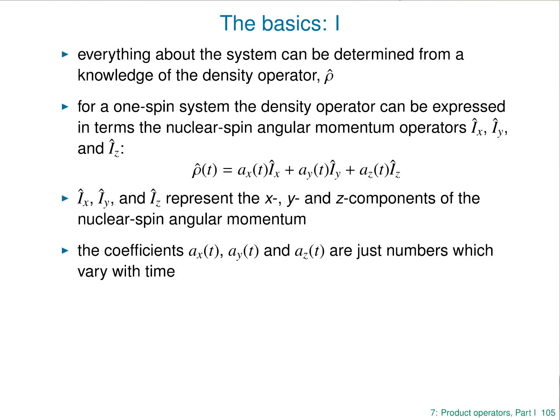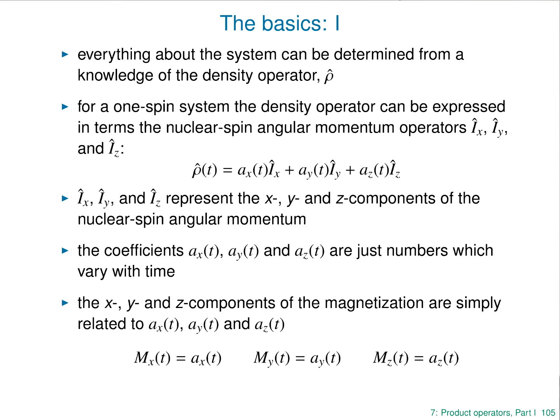Now these coefficients, Ax, Ay, and Az, are just numbers, and they vary with time, and that's really what we're going to calculate. And the thing that's really useful about this theory is the interpretation of what you get. So when we do a calculation, at some point we'll end up with some expression. There'll be a certain amount of Ix, a certain amount of Iy, and a certain amount of Iz. And the question is, what does that mean? And what that means is something very simple. The amount of Ix is the X magnetization, the amount of Iy is the Y magnetization, and the amount of Iz is the Z magnetization.